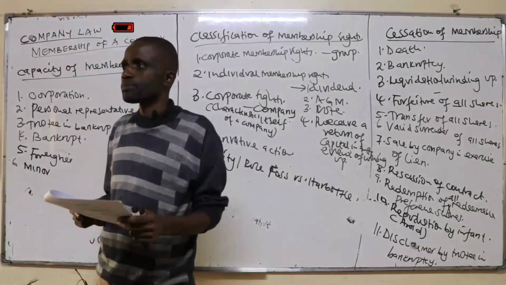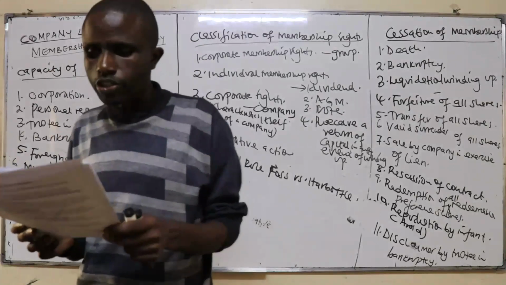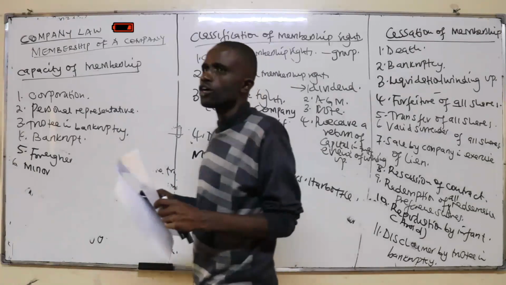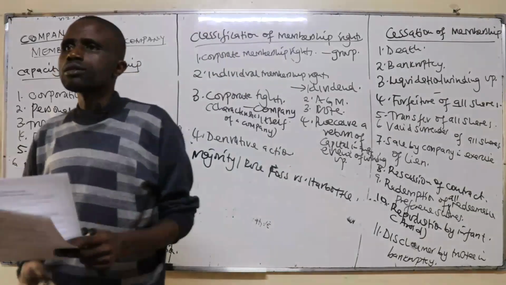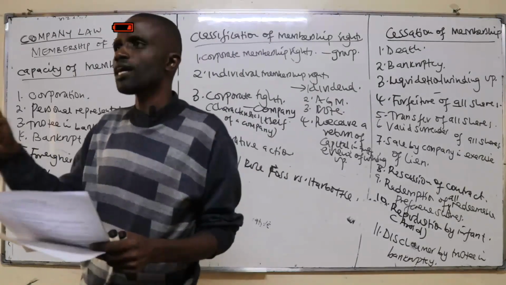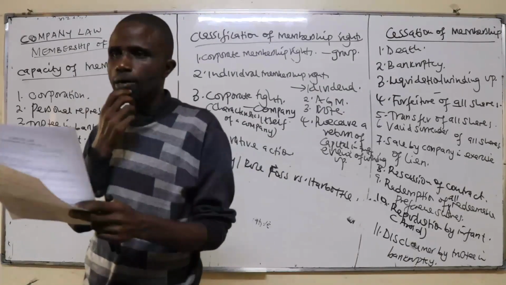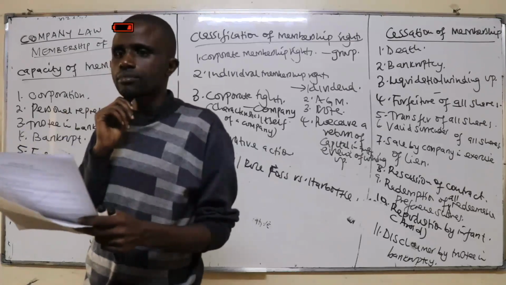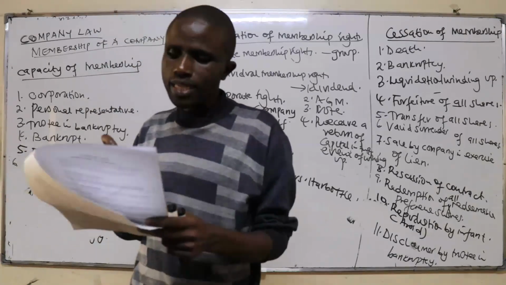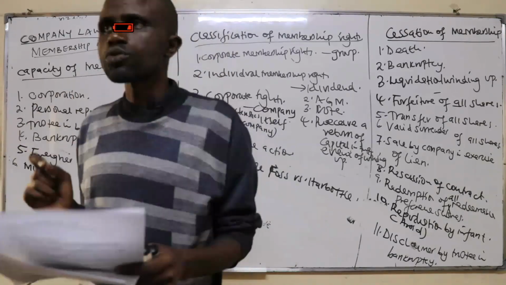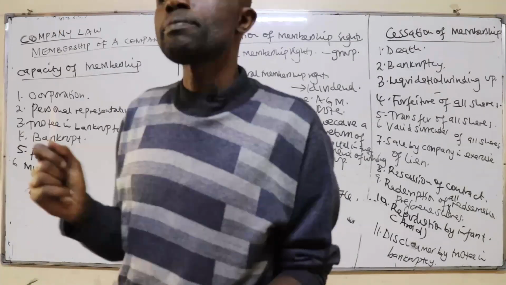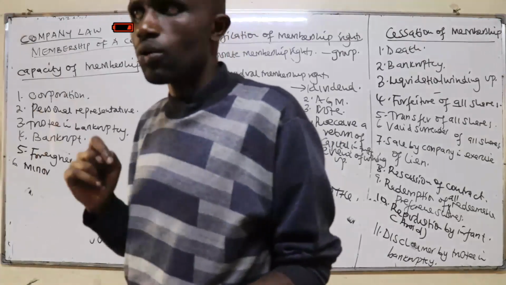Are you together? Yes. Characteristics or conditions of a derivative action. 1, fraud on the minority. Some of the things that may make me sue on behalf of the company: there must be an element of fraud on the minority. 2, control. Control means that those who are doing the wrong are in control of the company. For instance, they may be directors or the majority shareholders.